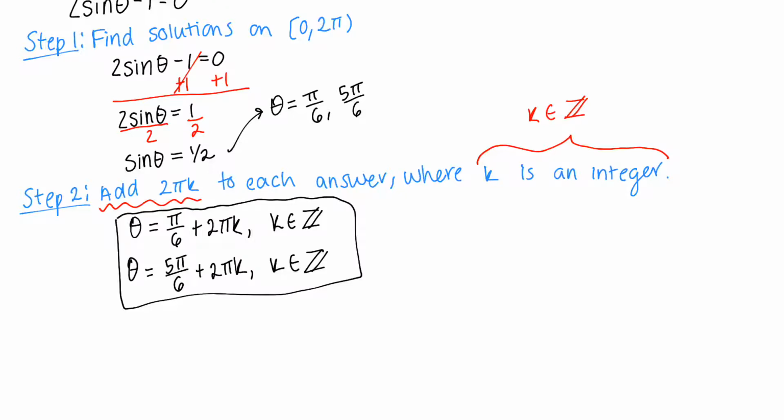Once again, the plus 2 pi k, that's just saying, hey, if you want to know all the solutions, here's 2 of them, and then just go ahead and add or subtract 2 pi from it, and that'll give you all the rest of the infinite solutions that there are.